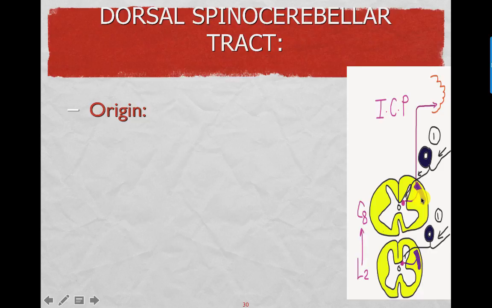Why is it called dorsal? Because under it, in the same lateral column, we have the ventral spinocerebellar. Why is it called spinocerebellar? Because it carries the impulses from Clark's nucleus to the cerebellum, entering through the inferior cerebellar peduncle, which connects the cerebellum with the medulla. So it carries these proprioceptive impulses to the cerebellum in order to have equilibrium and coordination in your movement.